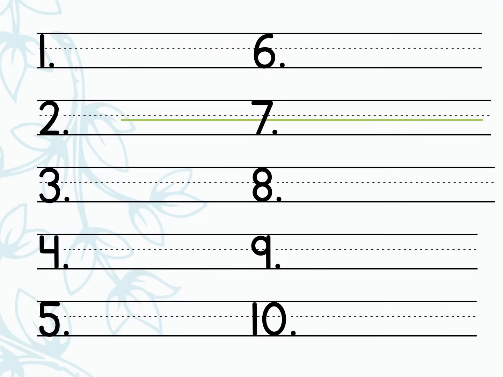Okay, now flip your paper over and number it from 1 to 10. We're going to be practicing this week's spelling words with the OU and OW spelling patterns. Remember, if you need to press pause on the video so that you can number your paper, go ahead and press pause right now, and when you're ready to get started, push play again.